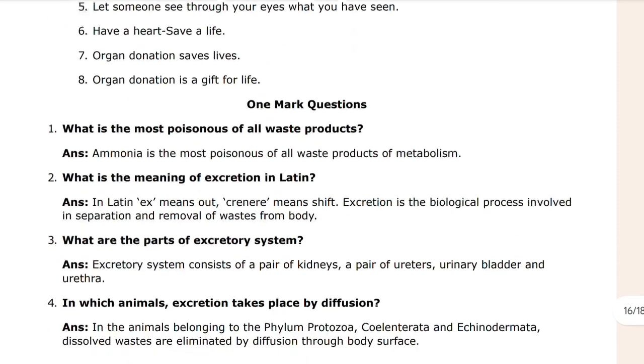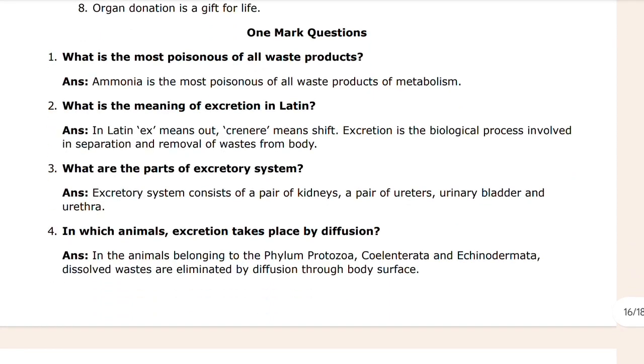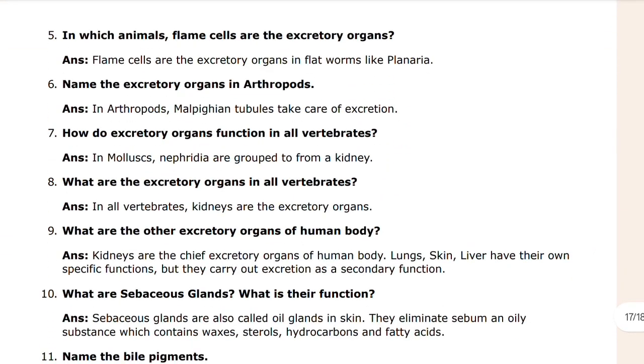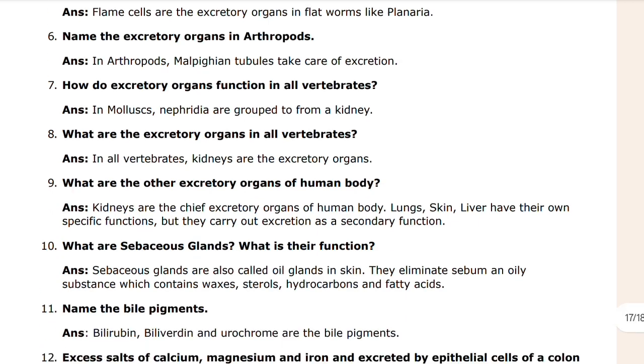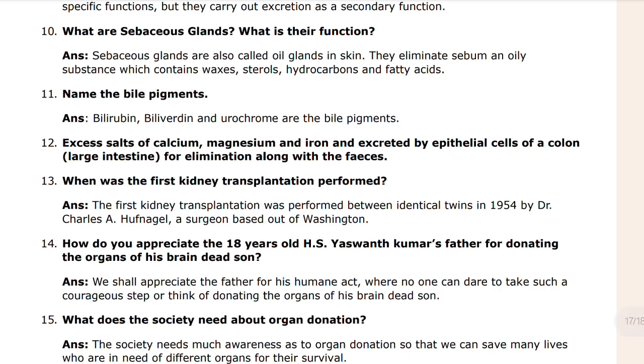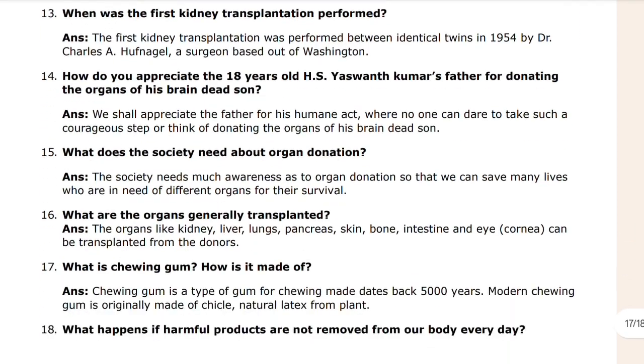If it is clear, then see the one-mark questions here. What is the largest percentage of all waste products? And in which animal are flame cells the excretory organs? These are a few more questions. I think they are not very helpful, but they will ask this type of question in fill in the blanks and MCQs.